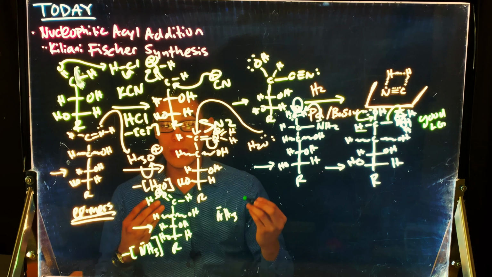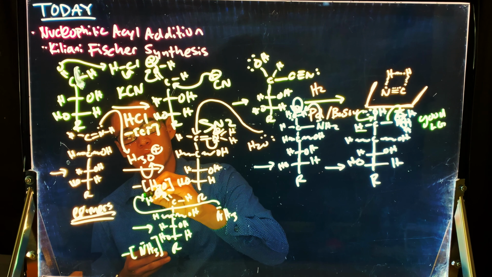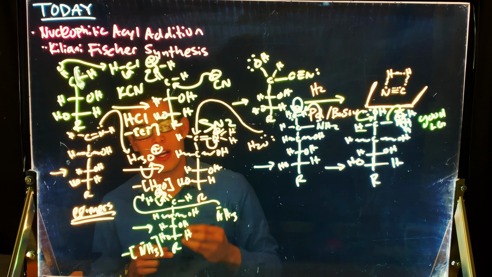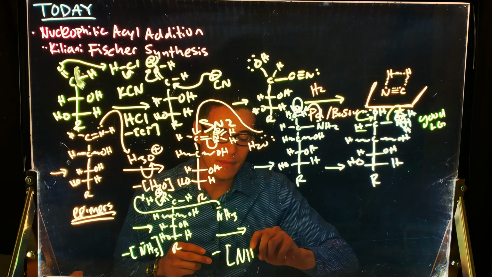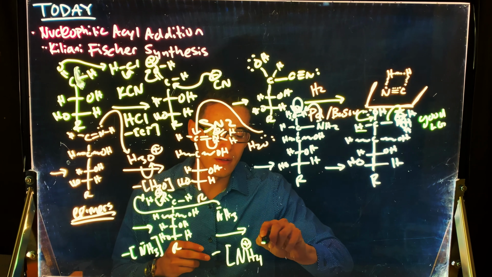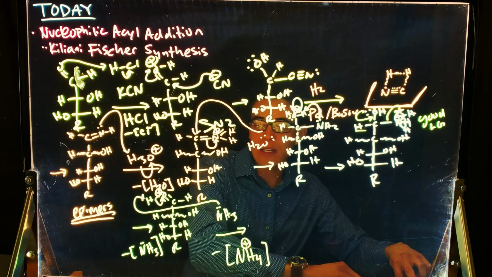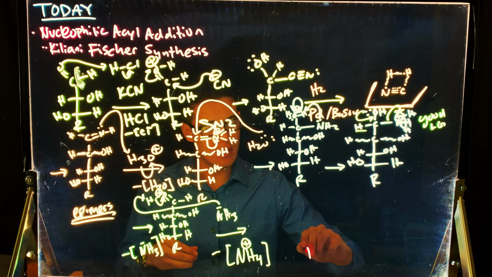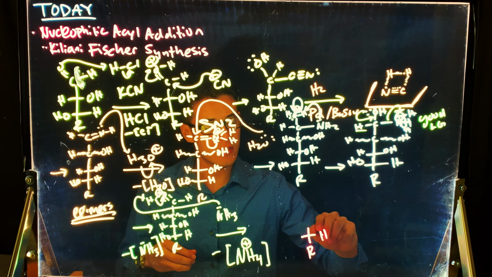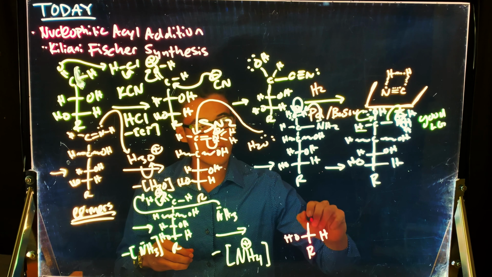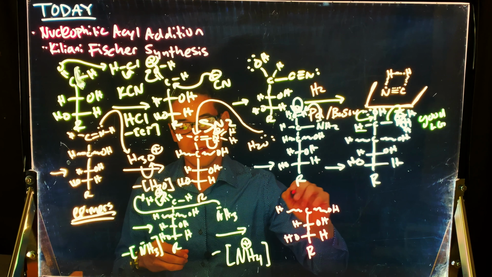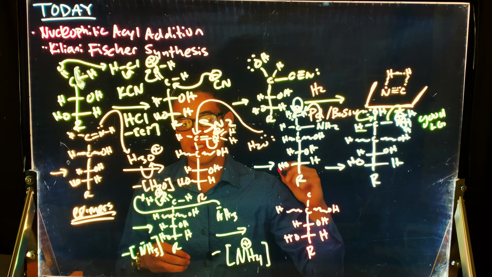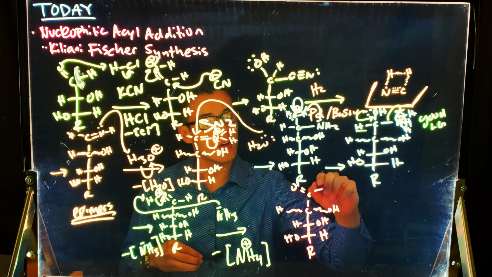What do you think the NH3 can do? It can come and grab this hydrogen, push it onto the oxygen. The NH3 will become NH4 plus. And our final product is going to look like, here's our H, OH, OH, epimeric carbon, and our C, double bond OH.